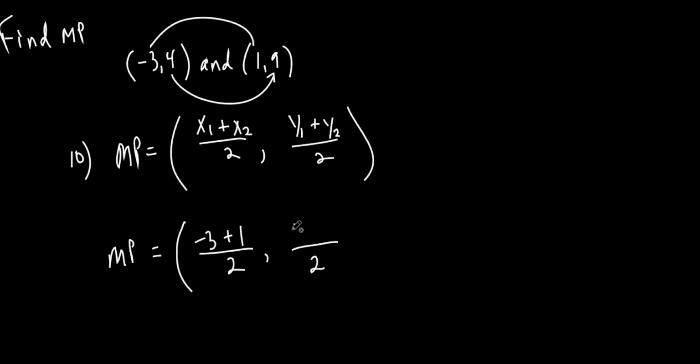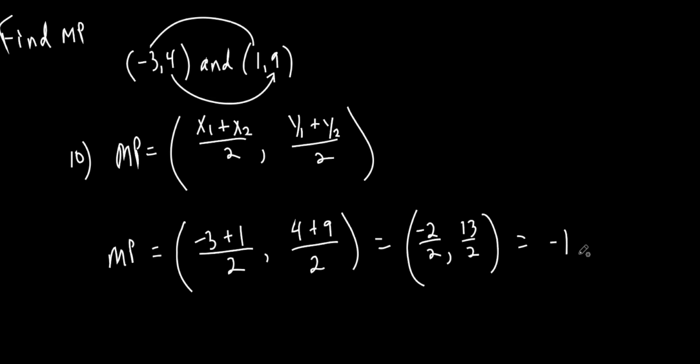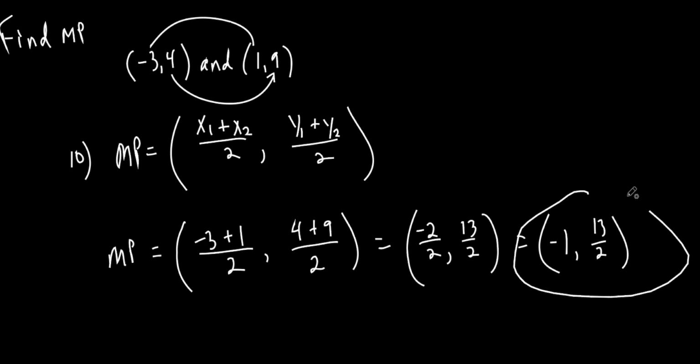4 and 9. So 4 plus 9. All right? -3 plus 1 is -2 over 2. 4 plus 9 is what? 13 over 2. It's not quite simplified just yet. It's almost there. How am I going to write that? -1, comma, 13 over 2. And that's exactly how I would keep it.